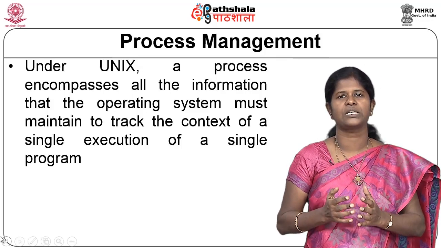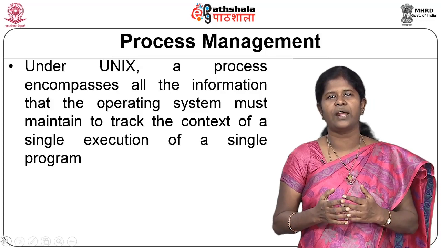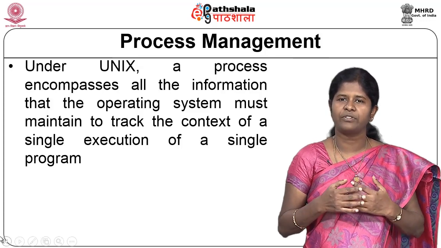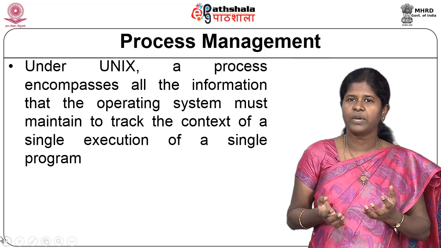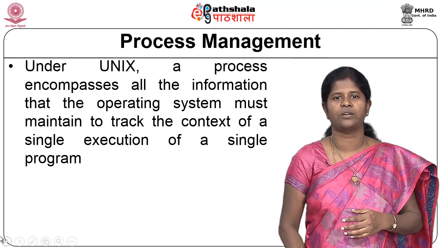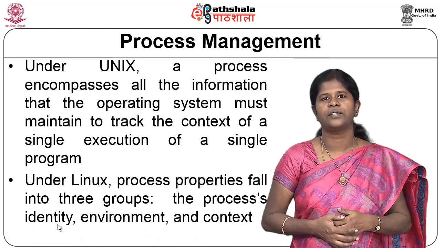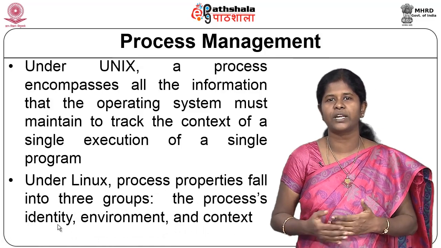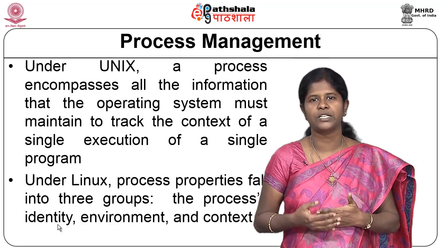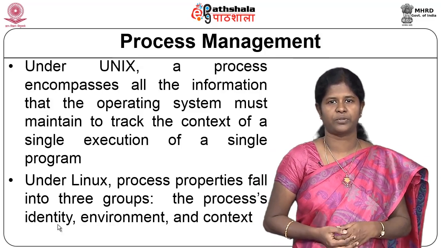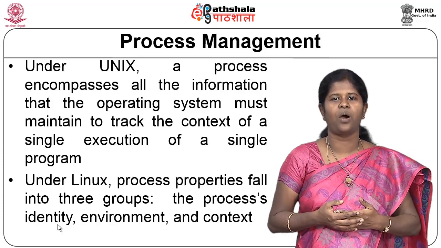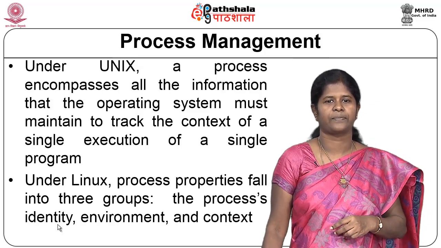So, you have a process structure, and the process structure will have all the information about the process which is needed by the operating system, so that it can track the execution of that particular process. But under Linux, the process properties are categorized into 3 different categories. One is the identity of the process, then you have the environment of the process, and then you have the context of the process. We will now learn what each one of these means, and we will see how different each one of these is.